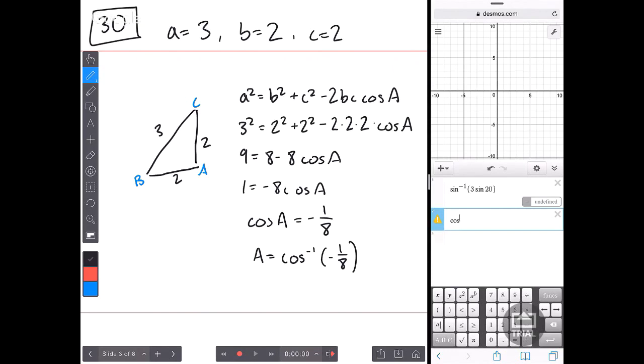Inverse cosine of negative 1/8. 97.18 degrees.